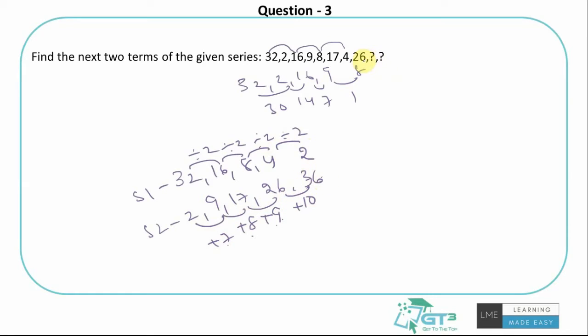So what should be the term after 26? So 26 is the term of series 2. So the next term should be the series 1 term, that is 2. So it should be 26 and then I should have 2, and then I should be using the series 2 term, that is 36. And these are the next two terms of the given series, right?